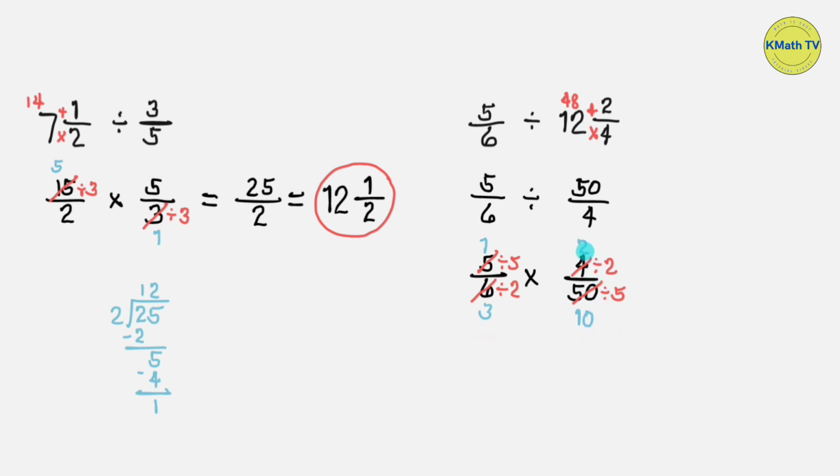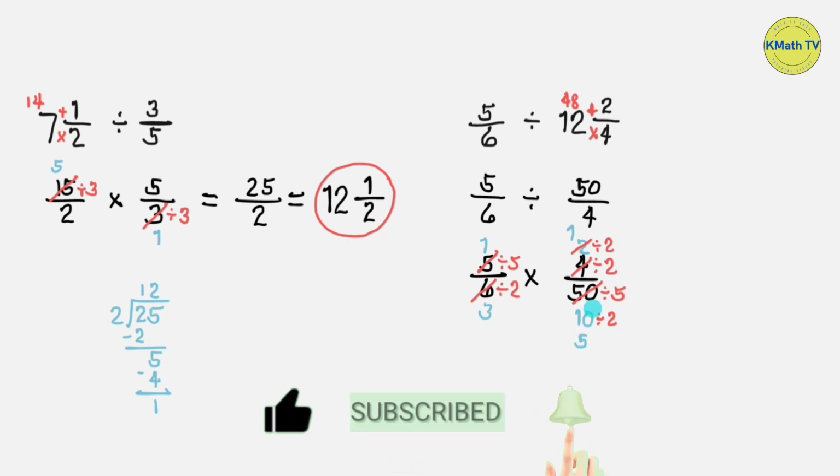The numerator 2 and the denominator 10 have GCF, so we can still cancel them. We will divide them by their GCF 2. Okay, 2 divided by 2 equals 1. Cancel 2. 10 divided by 2 equals 5. And cancel 10. Okay, we're done with the cancellation.